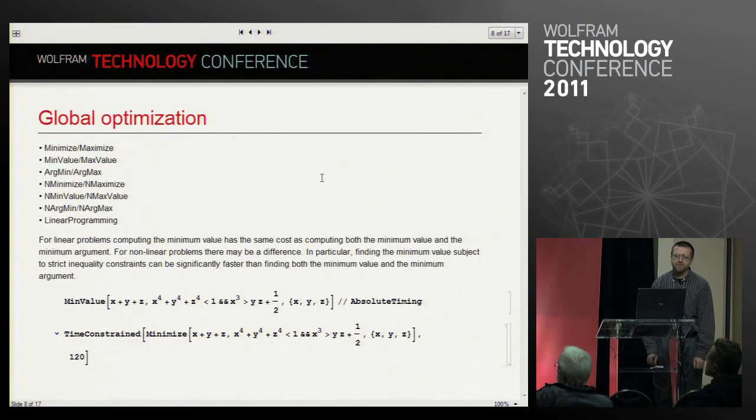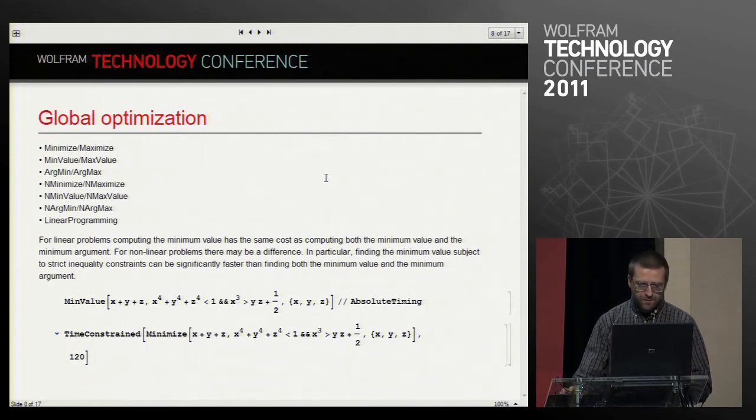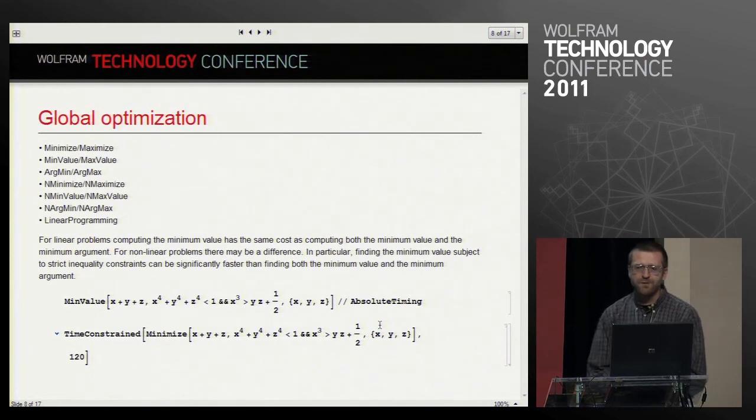Global optimization. So here's the list of global optimization functions: Minimize, Maximize, MinValue, MaxValue, ArgMin, ArgMax, the N versions of all those functions, and linear programming is also a global optimization function. What I wanted to point out here is, for linear programming problems, computing the minimal value has the same cost as computing both the minimal value and the minimum point. This is not true for polynomial problems.